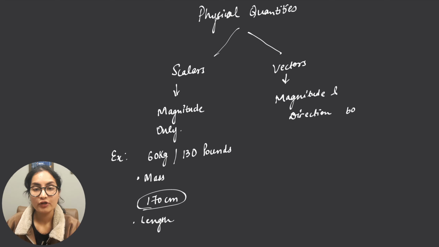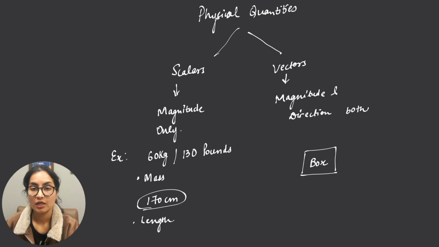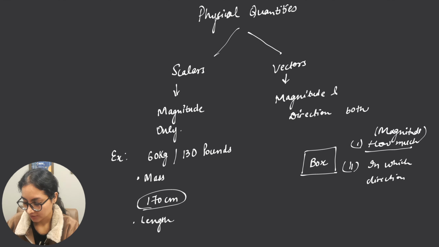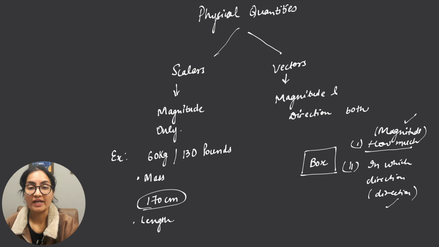For example, if I ask you to push this box, you will ask me two questions. How much do you want me to push? And the second is in which direction. So you need two things to push this box. One, how much, that means the magnitude, and in which direction, that is the direction. So a quantity that requires these two pieces of information to be asked is called a vector quantity.